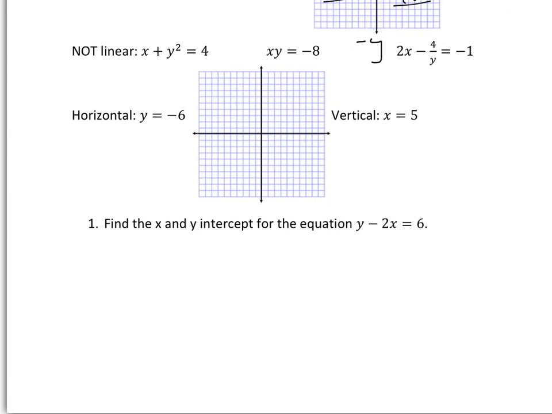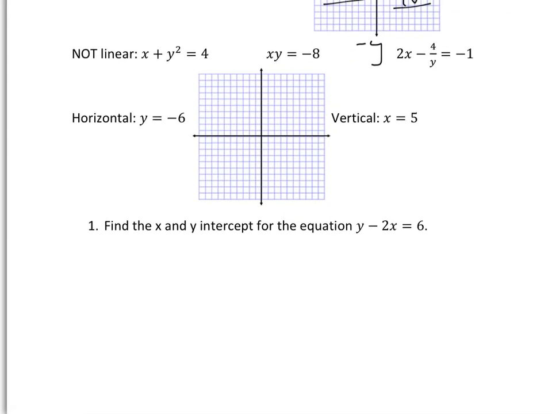These are special cases, horizontal and vertical lines. If you don't have both an x and a y, then you're going to have either a horizontal or a vertical line. If you have just a y, then it's going to be a horizontal line, because we know that y is down at -6. 1, 2, 3, 4, 5, 6. But we don't care what x is, so x could be anything. We just want to know that y is -6. That's why it's a horizontal line.